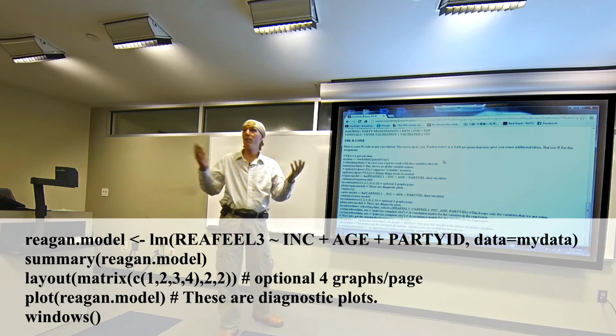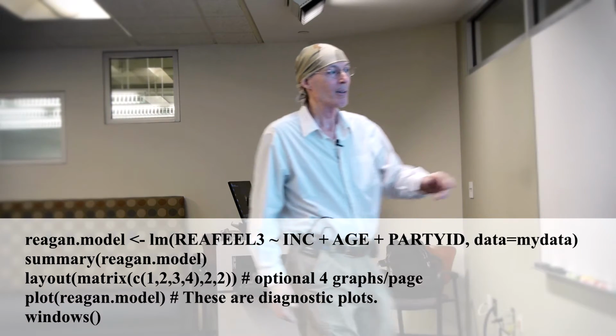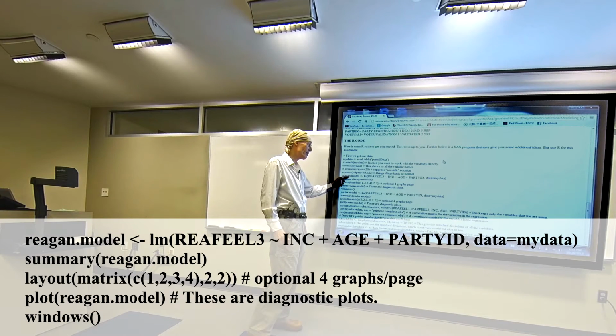Summary says, tell me what you found. Let me see what you got. All right? So the summary of the Reagan model lets you see everything that's in here.